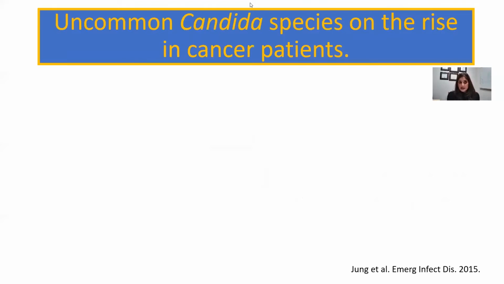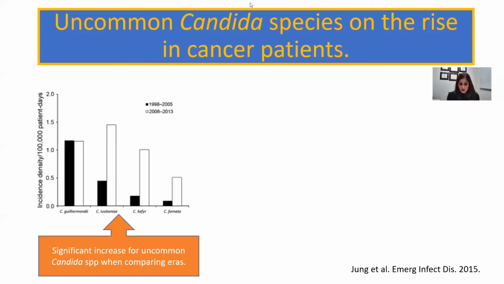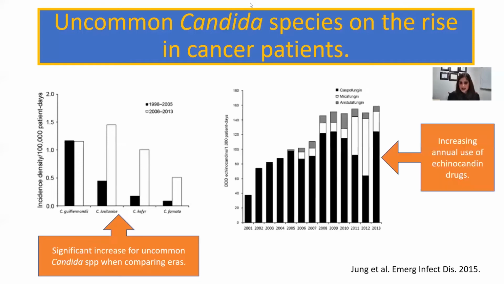And so what we see now is that some of these uncommon Candida species are on the rise in cancer patients. We've seen a shift of human infection from albicans to non-albicans over the past 2 decades. This study from MD Anderson showed that the incidence of bloodstream infection caused by uncommon Candida species doubled during the past 16 years, as did the proportion of these species causing candidemia. You can see the figure on the left. The white bars represent the later era, 2006 to 2013, and you can see a significant increase for some of these uncommon Candida species compared to earlier eras.